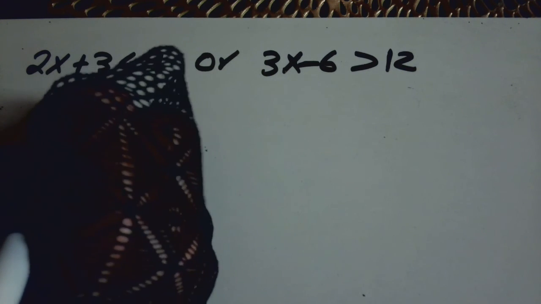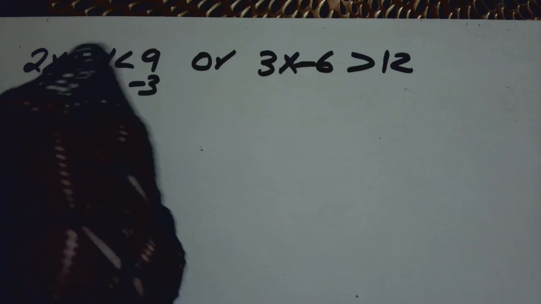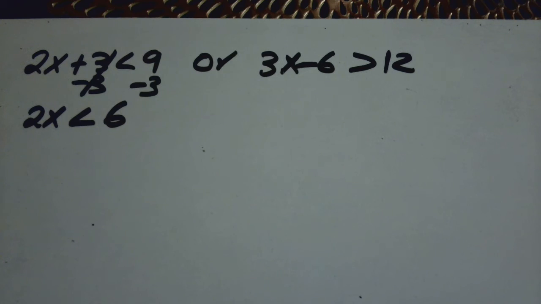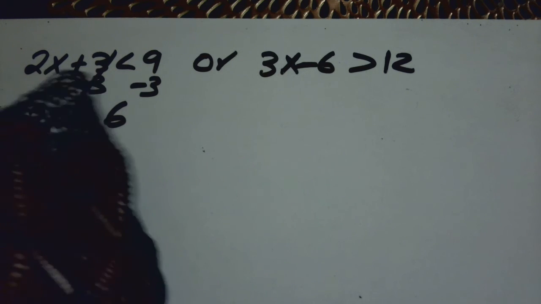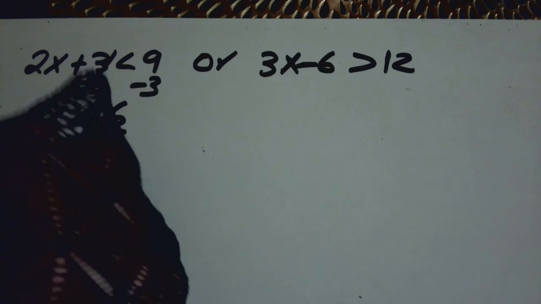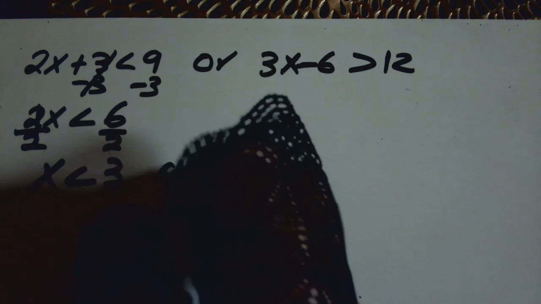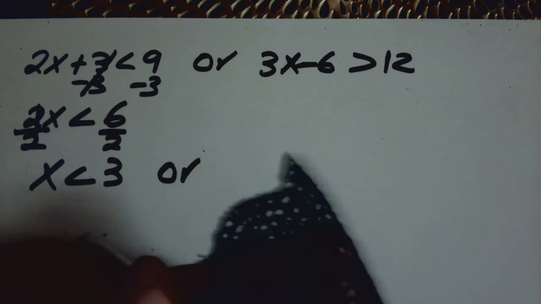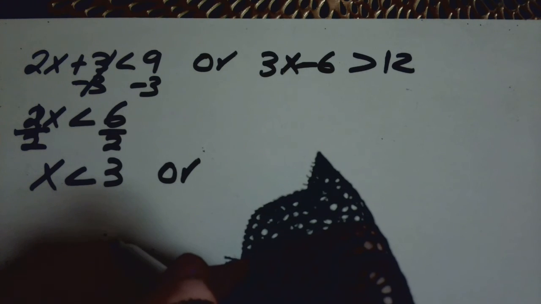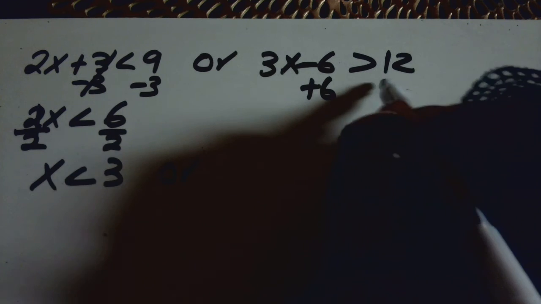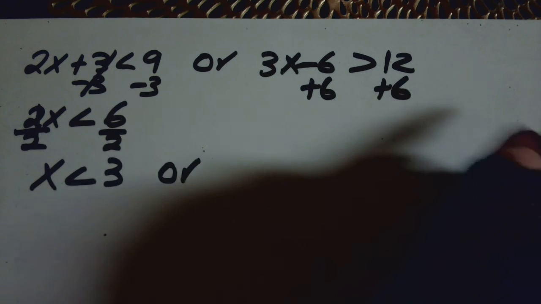So -3, subtract 3 from both sides. So 2x is less than 9 minus 3, which is 6. Divide by 2, and x is less than 3. Or, keep the or, so that's one part of the compound inequality. The other part is this one. We're going to add 6. Then we're going to add 6 here.